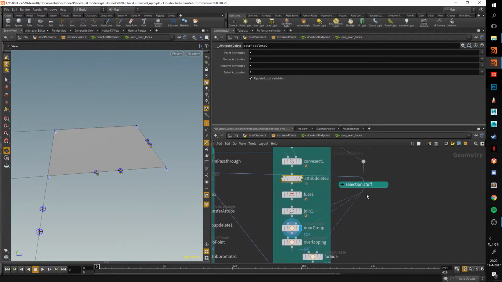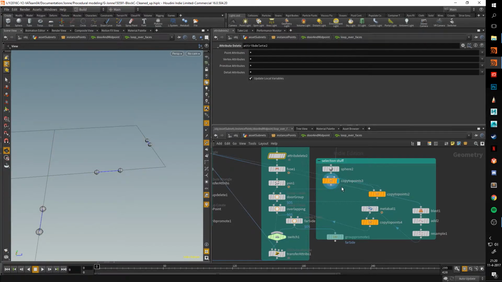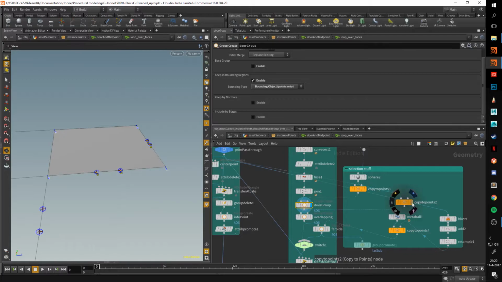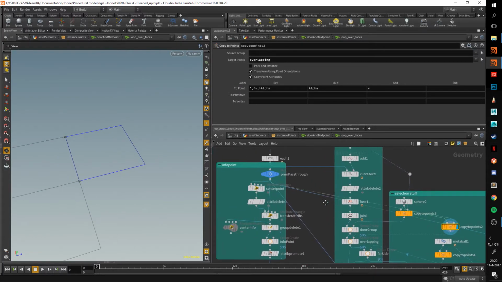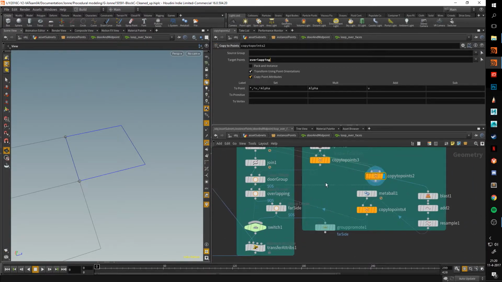Then I use some selection groups. So this is just a bunch of groups. Here again, I use those door points to place some spheres for a group. Here I use the overlapping points from before. So here you have that overlapping group to add another overlapping group, basically transferring it. And here I use a metaball surface. So we have this here.